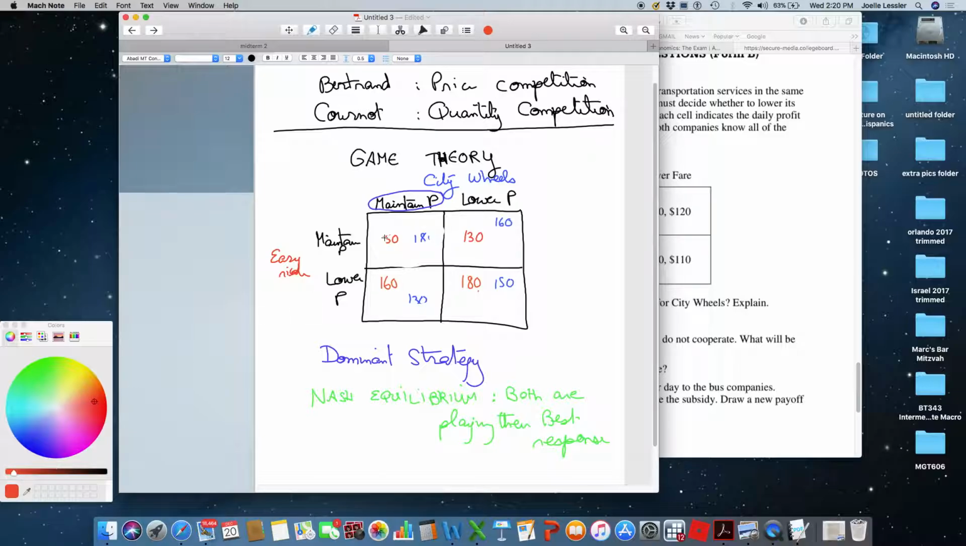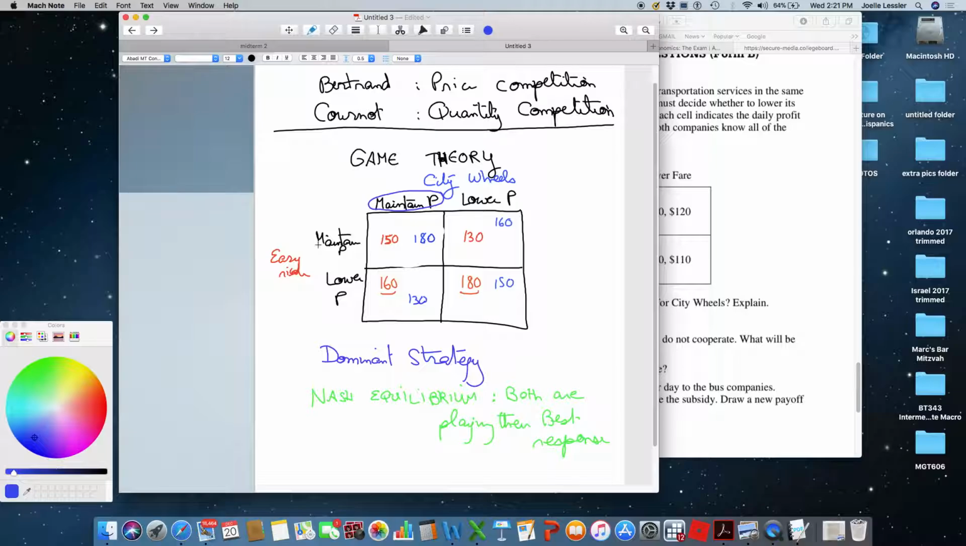Let's rewrite this. So this was 150. That's not affected. And this was 180. This is 130, 160. Okay? And let's see what Easy Ride would do with these new numbers. So Easy Ride says, if City Wheels maintains the price, what should Easy Ride do? Maintain or lower? Lower. If City Wheels lowers the price, what should Easy Ride do? Maintain or lower? Lower. So now, lowering the price becomes a dominant strategy for Easy Ride.